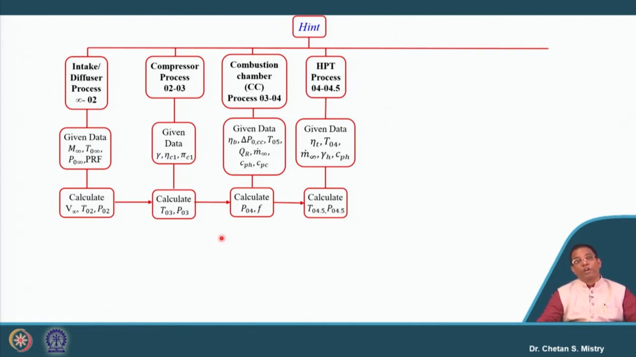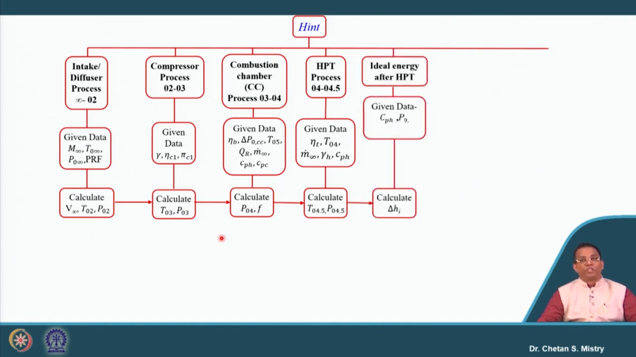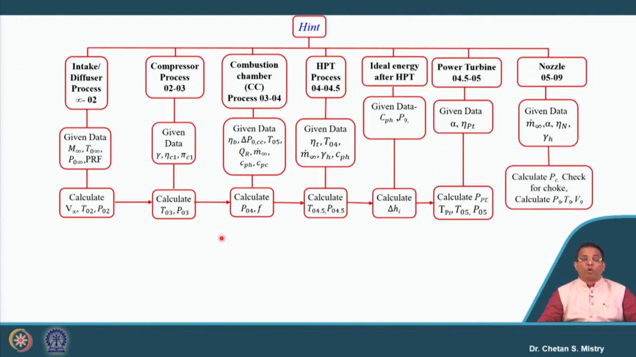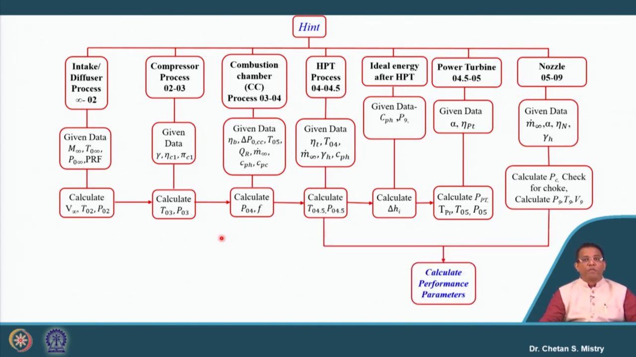Now, the next component, which is very important, is my LP turbine. Since we do not have more information available about the power requirement from the propeller, here we need to go with the configuration as we have discussed. We need to calculate our delta H ideal, and from that delta H ideal, we calculate the power, pressure, and temperature for this power turbine. Based on that, we can calculate all the parameters for the nozzle. Once we have all this information, we can easily calculate all the performance parameters.